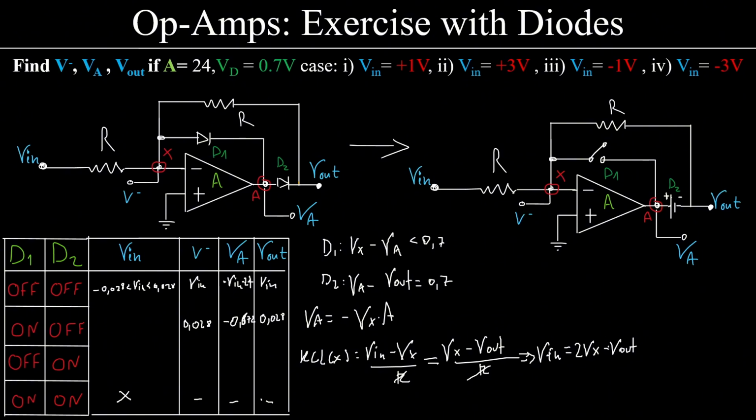Now I need to express this inequality in terms of V in, so how much is Vout? It's Va minus 0.7, so this Vout gets replaced with Va minus 0.7. How much is Vx? Minus Va over A. So now we have an expression with Va and a number here. And we can go ahead and do some math.